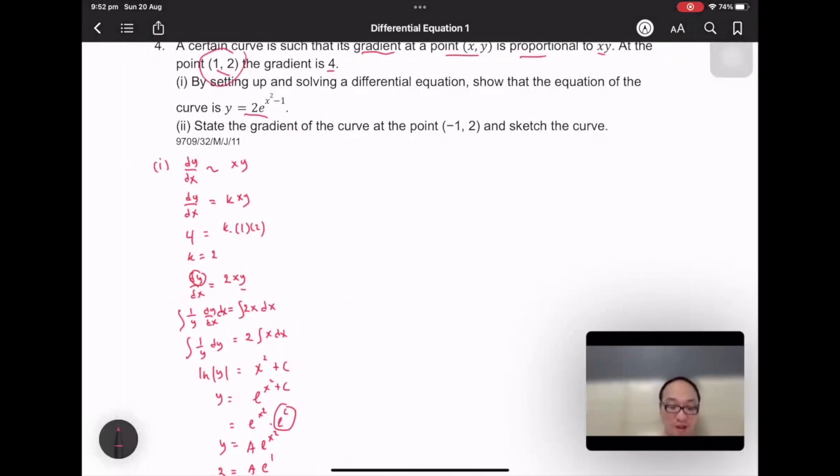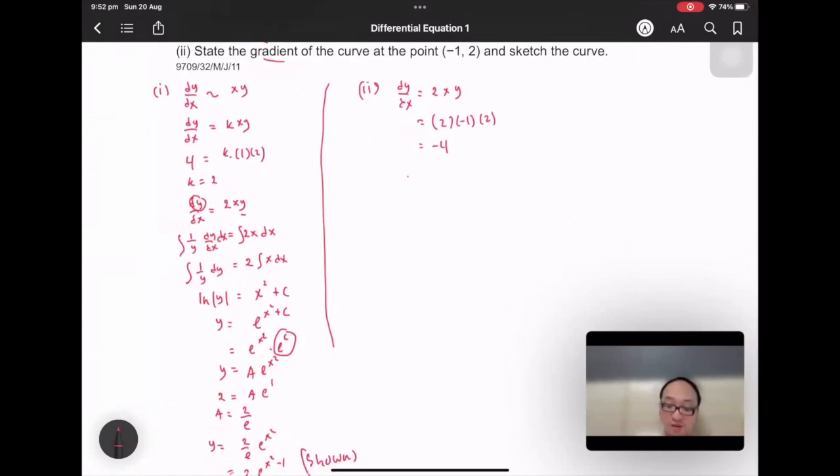And then for part ii, state the gradient of the curve at the point -1, 2 and sketch the curve. So we can find the gradient. So dy/dx equals 2xy. So we can put 2 times -1 times 2. So it's -4. And sketch the curve.